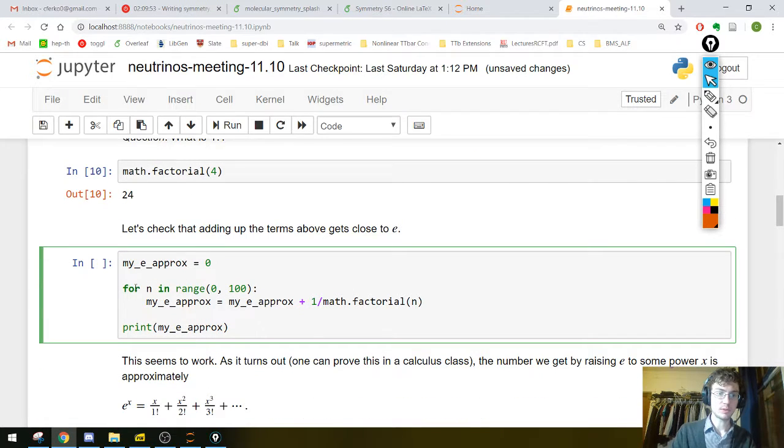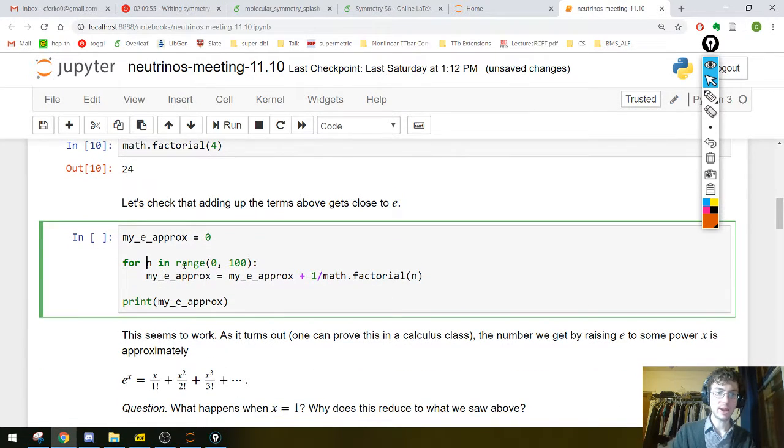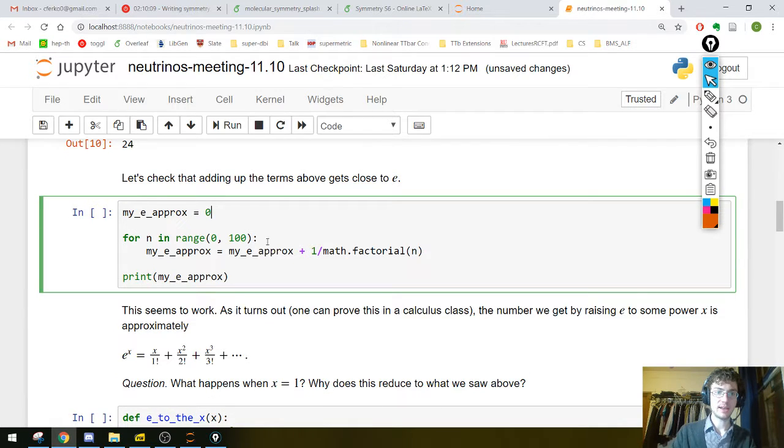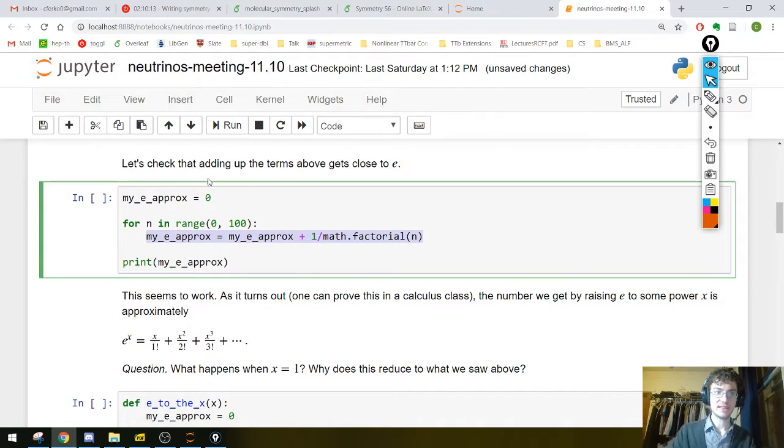To do that, you use a for loop. So I say for n in range 0 to 100. This means go through each of the integers, 0, 1, 2, up to 99. It stops at the one before the right endpoint. So I'm going through all of these integers, 1, 2, 3, 4, 5, and so on. And then for each of those integers, I do the following. I take this number, which I defined up here, which started at 0, and then I add to it 1 divided by the factorial of the number n.